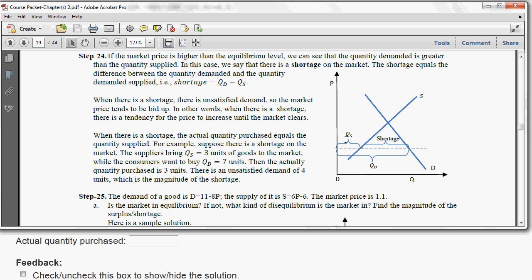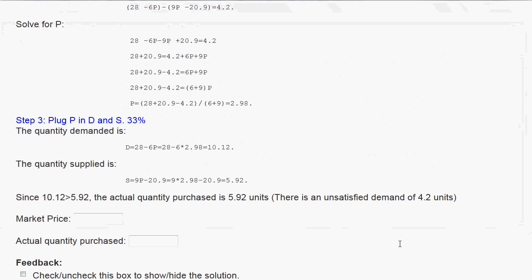What's the actual quantity purchased? Well, people want to purchase this much, but sellers, firms, only bring this much to the market. So it's the smaller one of these 2 quantities. It's 5.92 units. That's all for this question.